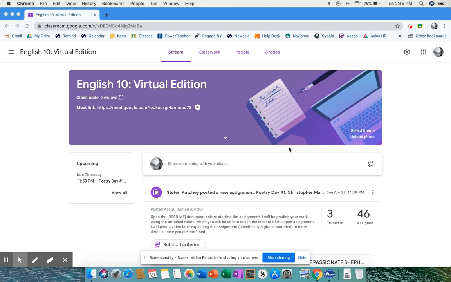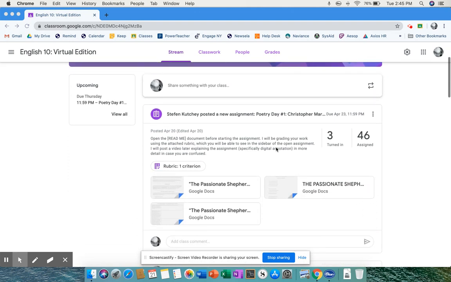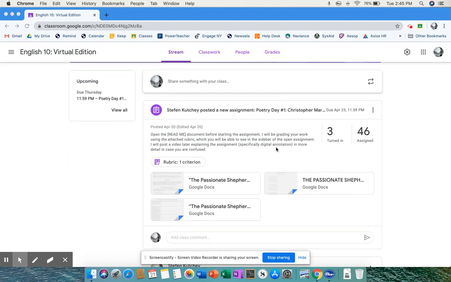I got a couple emails talking about some confusion about the assignment. So I just want to really quickly clarify for you guys what's going on with this assignment. I don't want you guys to be confused. So if you look, here's the assignment here. Poetry day number one, Christopher Marlowe. I just want to review these three documents and what's expected so that you guys can get these done.